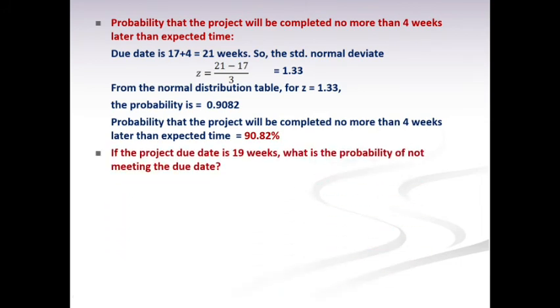Next question is, if the project due date is 19 weeks, what is the probability of not meeting the due date? For that, first we have to calculate the probability of meeting the due date. Then, if we subtract that percentage from 100, we get the probability of not meeting the due date. So now the due date is 19 weeks. For that due date, we calculate the Z value, 19 minus 17 divided by 3, which is 0.67. For this value 0.67, we look at the normal distribution table and take the probability from that table.